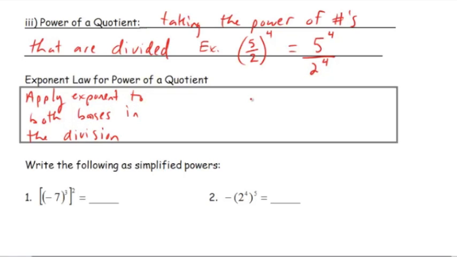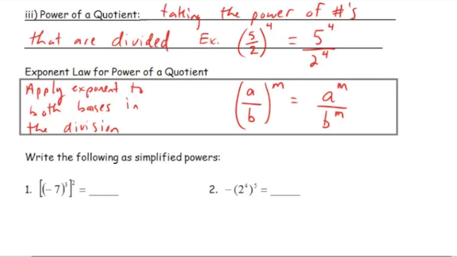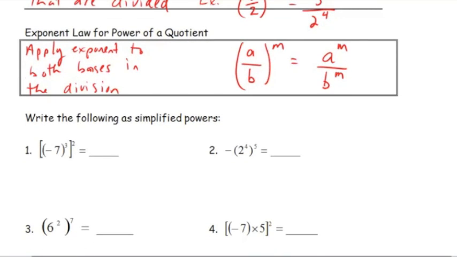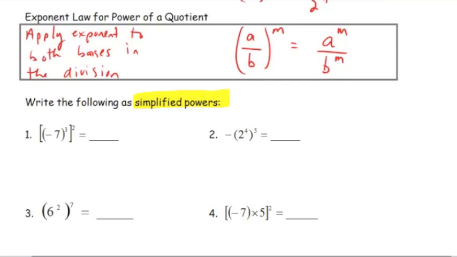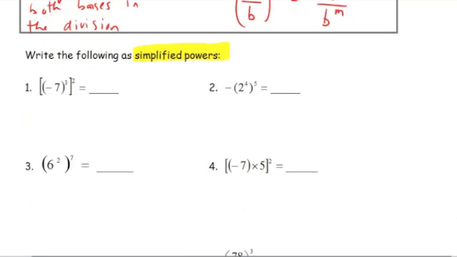And as a general form, we could say, if we have a quotient raised to a power, that power can be applied to both numbers in that quotient. Okay, so what this looks like: there are 6 examples here. We're just going to simplify these powers. We're not actually going to evaluate them, so we don't need a calculator, because this would be some multiplication or addition of numbers we're used to.